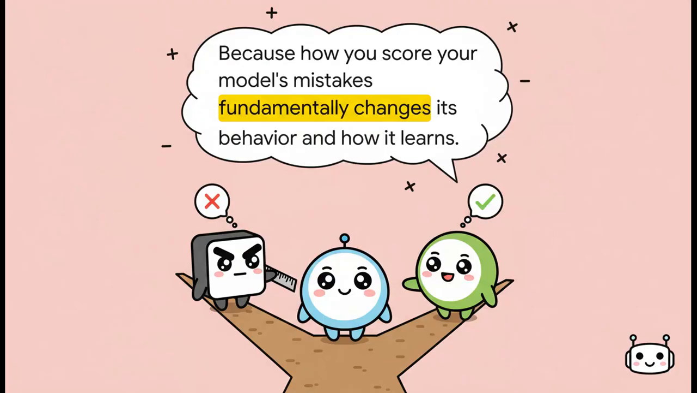Well, the answer is that each cost function is a specialized tool. Think of it like a toolbox. Each one is designed for a very specific kind of problem, a specific kind of data, and it actually encourages a specific kind of behavior from our model. Choosing the right one, well, it changes everything.